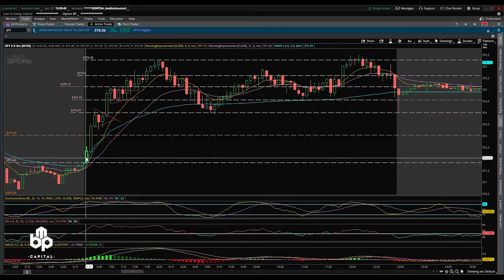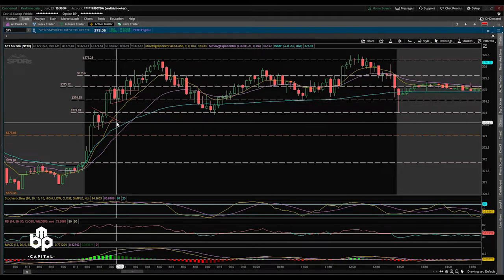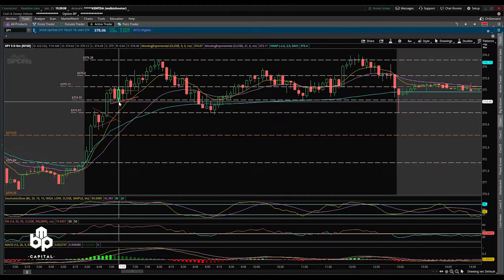Anyway, so now we have this bull flag, right? We have this tight consolidation. And what are we doing? We overextended from the 9 from this price action here, right? Or actually, let me stop there.